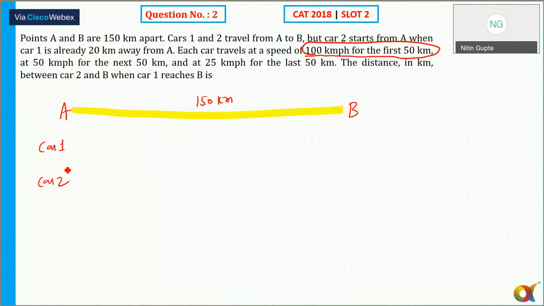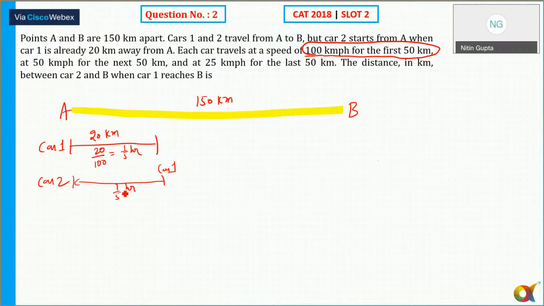So for the first 20 kilometer, what is the time taken by car 1? The time taken by car 1 to travel 20 kilometer is 20 by 100, because the speed for the first 50 kilometer is 100. That comes out to be 1 by 5 hour. So the initial gap between car 2 and car 1 is 1 by 5 hours, which is equal to 12 minutes.